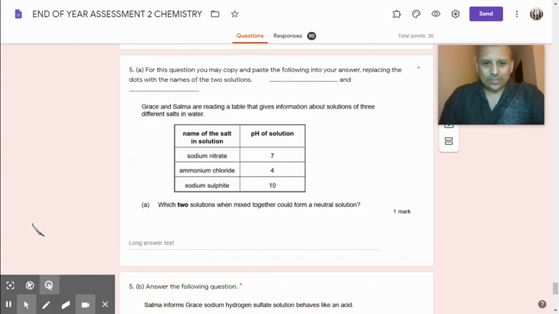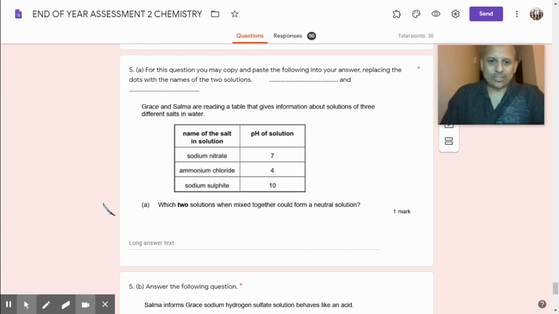What could form a neutral solution? Well, you could have ammonium chloride and sodium sulfite. Those two, when mixed together, could form a neutral solution. If you added sodium nitrate to another solution, if you added it to ammonium chloride, some people thought that if you just add lots and lots of sodium nitrate, eventually the pH of the solution would neutralize. But no, you had to have one on one side of pH 7 and the other on the other side of pH 7.